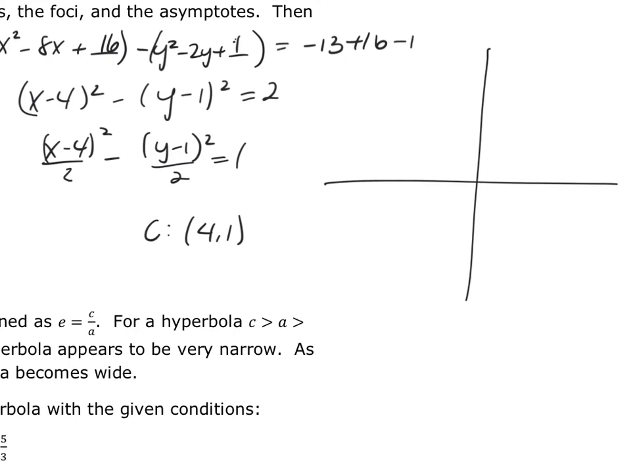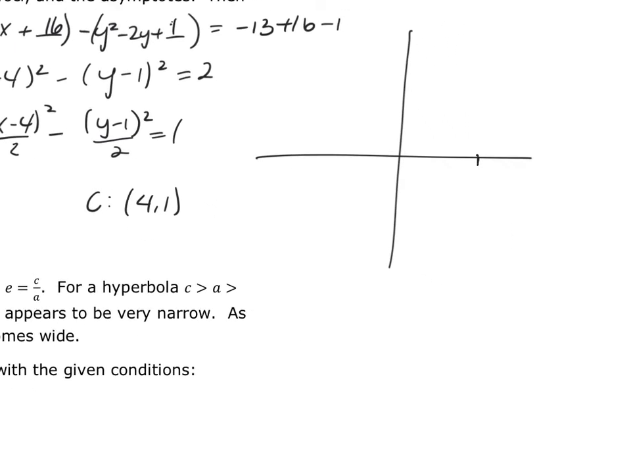I'm going to be hugging parallel to the x-axis, so I'm going to go to 4, 1. So 4, 1. I am going to just draw a yellow line to remind myself that's where I'm going to be hugging parallel to.